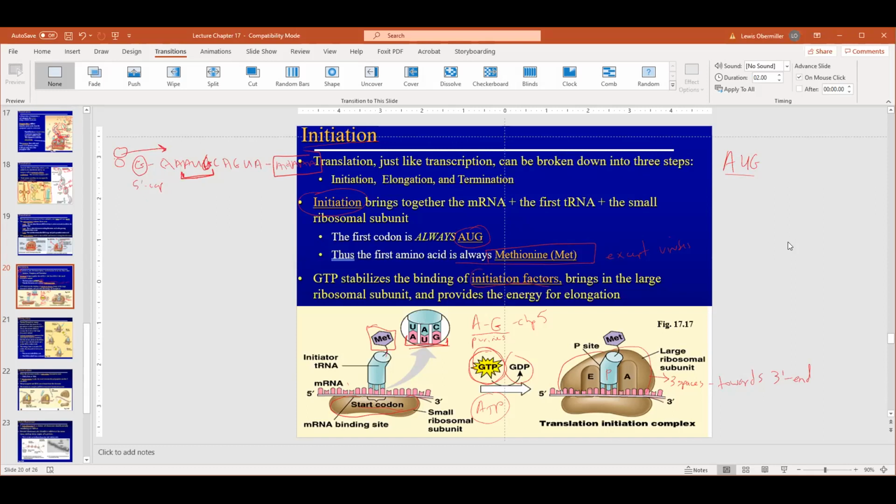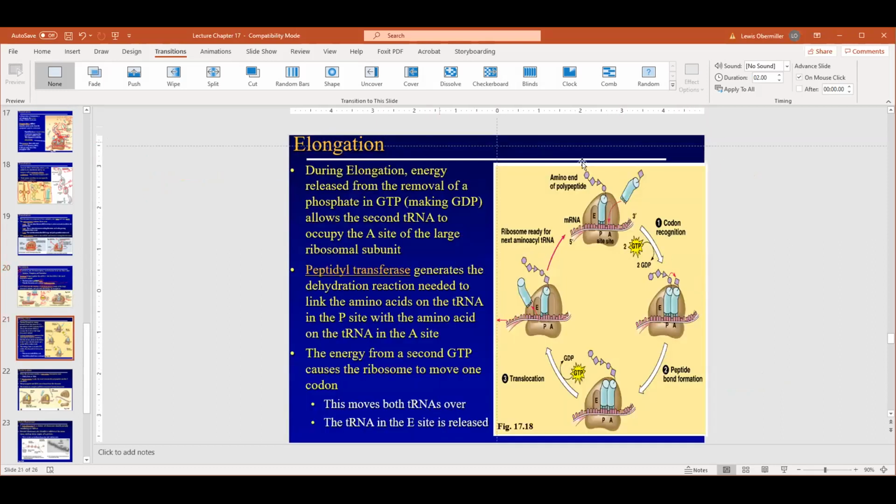There are initiation factors, just like we have transcription factors that have to stabilize this. In genetics, I make my students know the initiation factors, but you don't need to know that for intro biology. And that's pretty much it. So elongation is just adding chain.